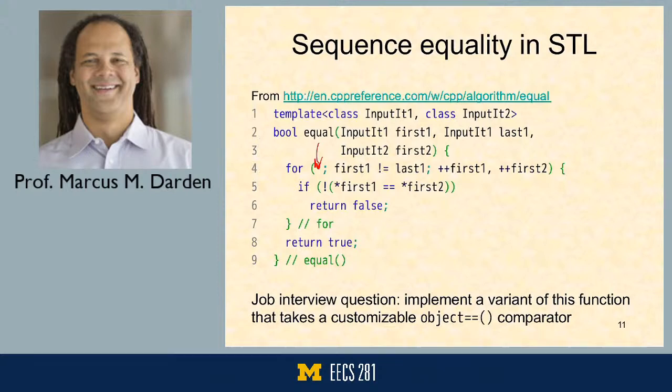How could you implement this function? Is a job interview question at the bottom. Implement a variant of this function that takes a customizable comparator. So in this case, we see that we actually use the operator equals equals. And we talk about trying not to use operator equals equals on our own object as much as possible, or any of our comparison operators, just because it sort of locks you in place. So the job interview question here is implement this function with a fourth parameter, that fourth parameter being, of course, a comparator between things within the sequences input 1 and input 2.